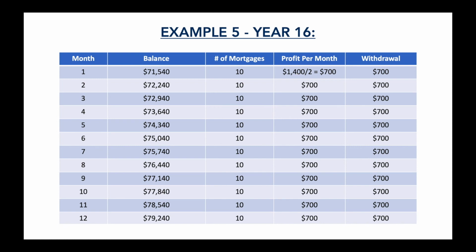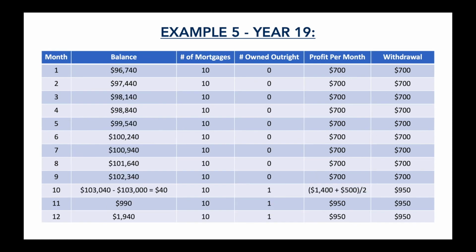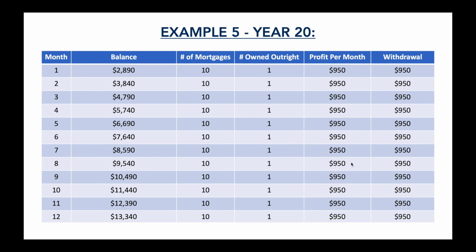Now that continues for the rest of the year and beyond. At year 19, you're finally able to purchase a property outright. You can see now that your profit per month increases because in addition to half of the profit you're making off of the properties with mortgages, you're also going to be taking home half of whatever you make from your properties that you own outright. So that's equivalent to a profit per month of $950 and a withdrawal per month of $950. Year 20, you'll see it continues, $950 profit and withdrawal every month.